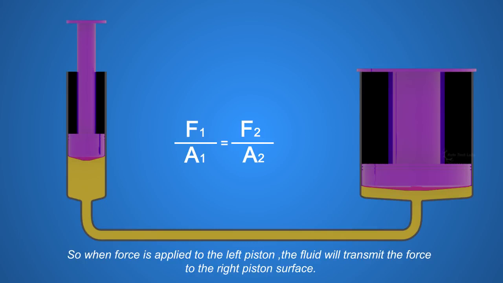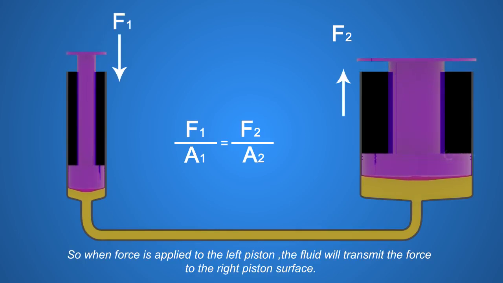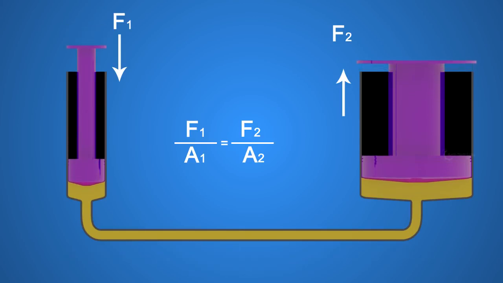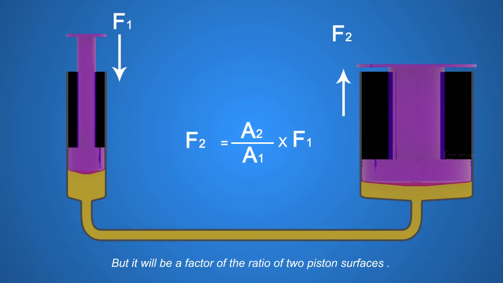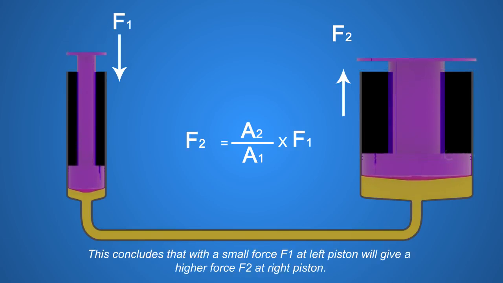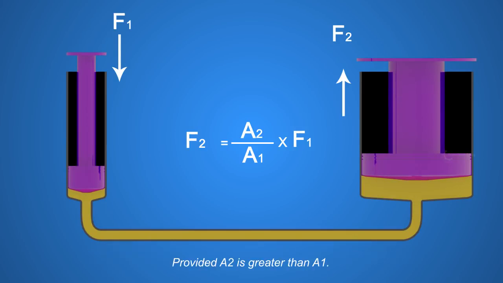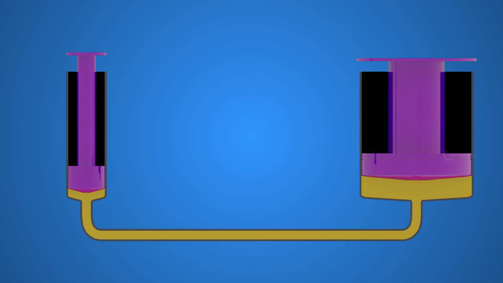So, when force is applied to the left piston, the fluid will transmit the force to the right piston surface. But it will be a factor of the ratio of the two piston surfaces. This concludes that a small force F1 at the left piston will give a higher force F2 at the right piston, provided A2 is greater than A1.